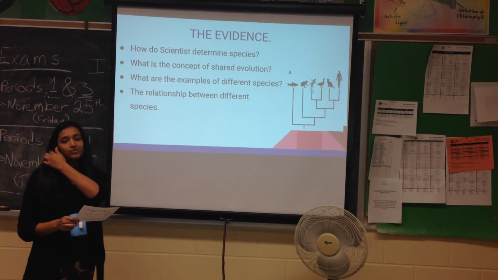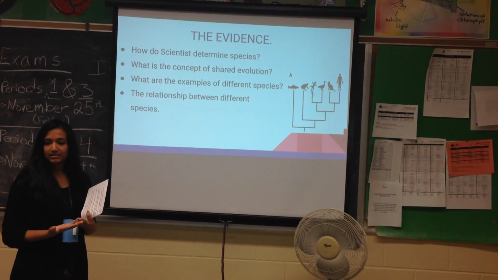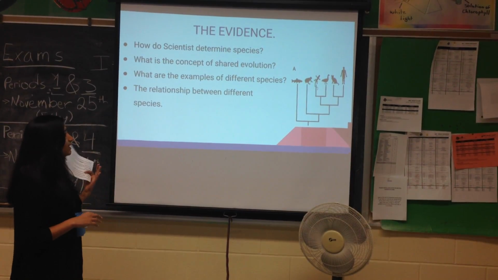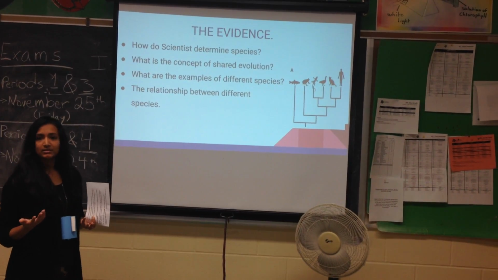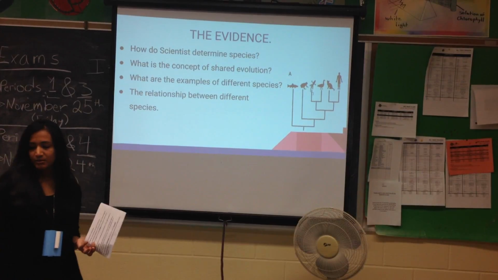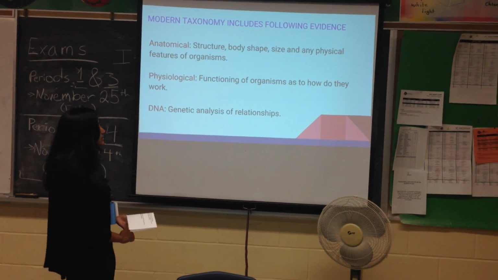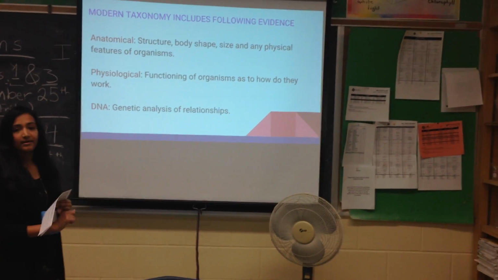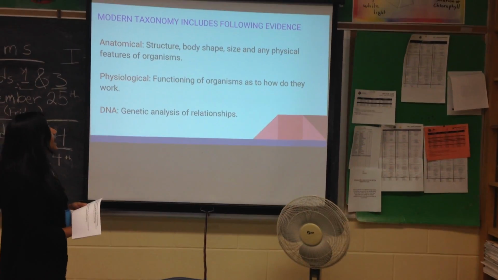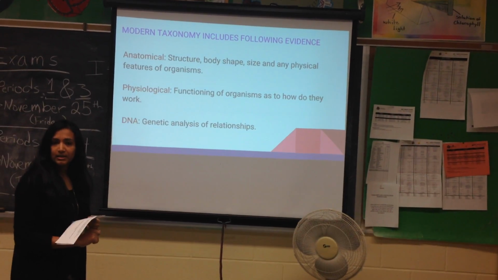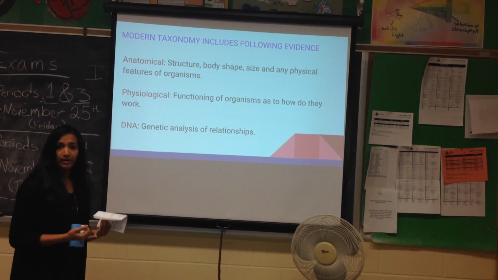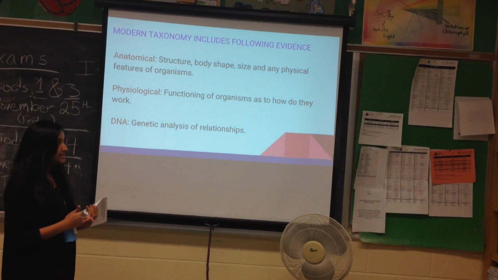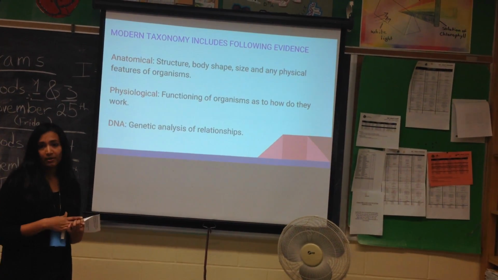So, how do scientists determine species? What is the concept of shared evolution? What are examples of different species, and how can we categorize them into different places? There are three ways that we can classify them. The first one is anatomical. In anatomical, they study the structure of the body. They see the shape, the size, and the physical features of an organism.